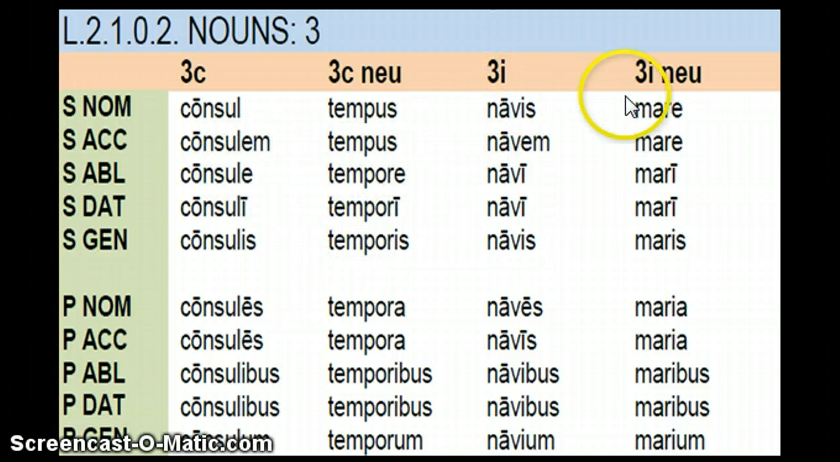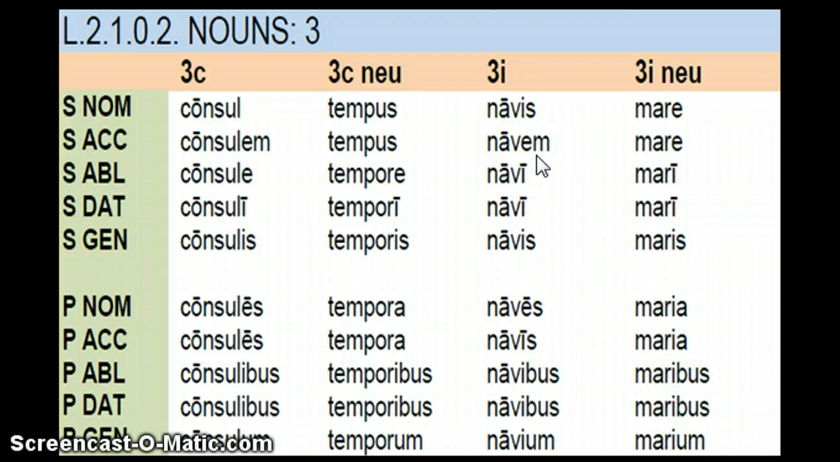What about 3I? Well, that's a third declension that has an what at the stem? An I. That's why it's called 3I and 3I neuters. So together it's nawis, nawem, not nawe, but nawi, nawis, nawes, nawis, nawibus, nawibus, nawium, mare, mare, marie, marie, maris, maria, maria, maribus, maribus, mariam.